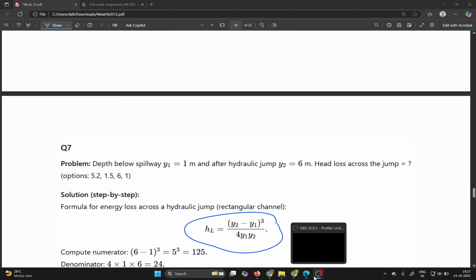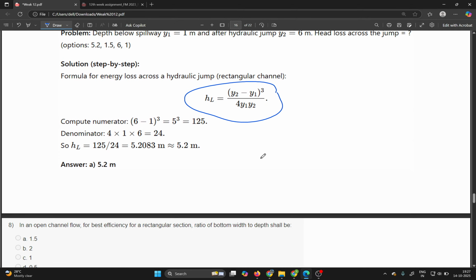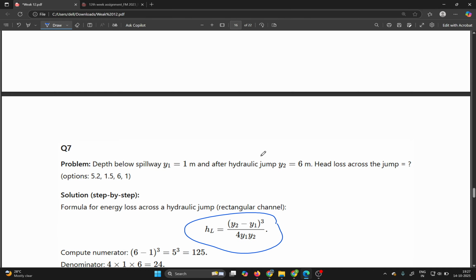So 5.21. Okay. Yes, 5.28 is coming. Fine.